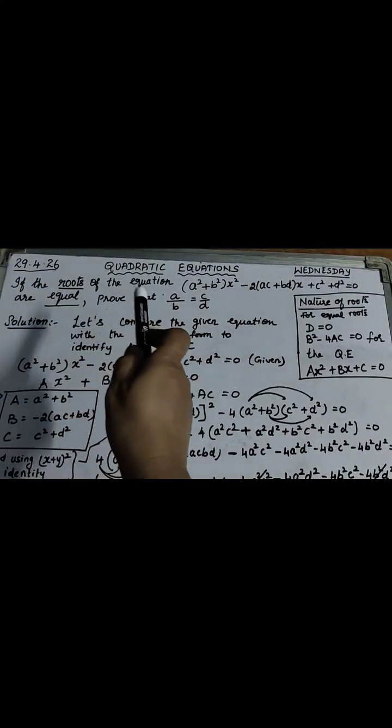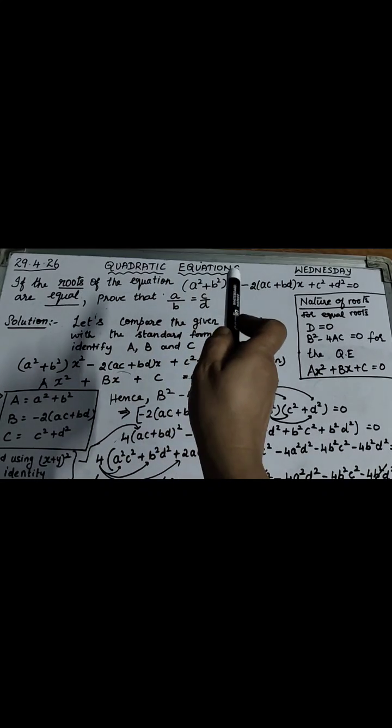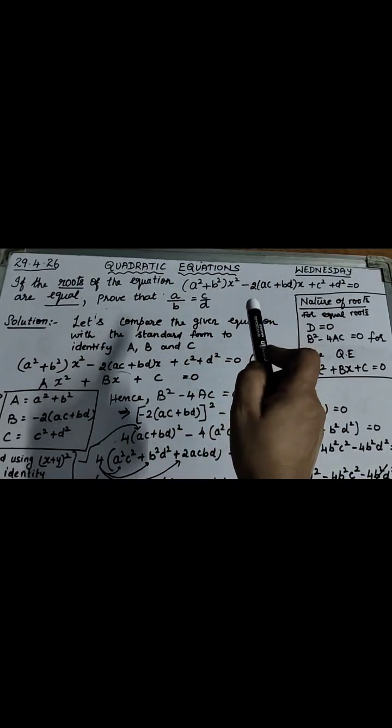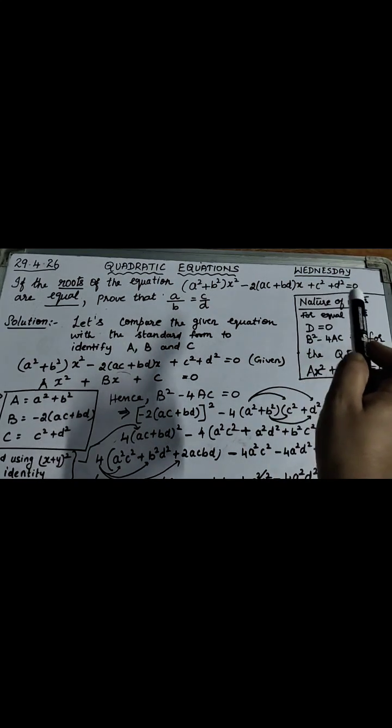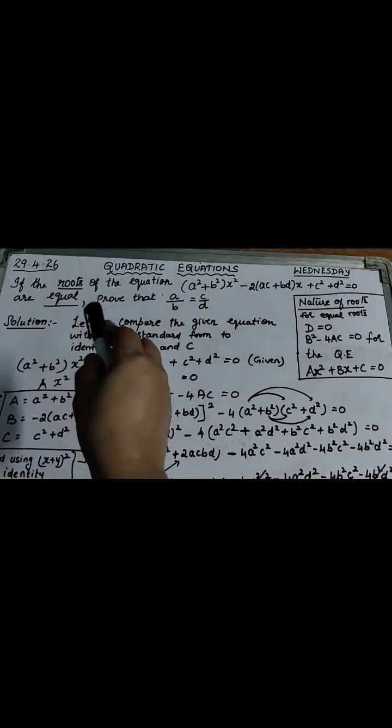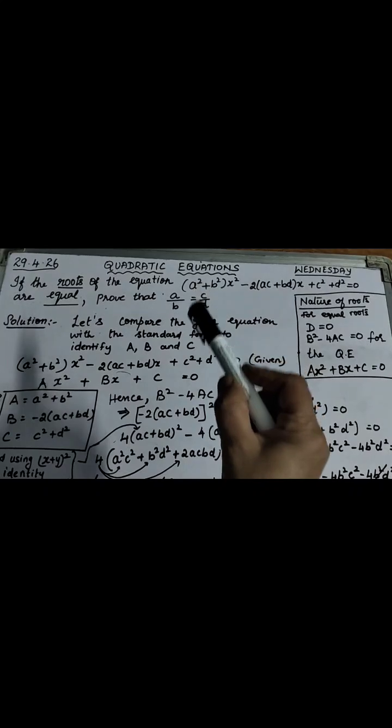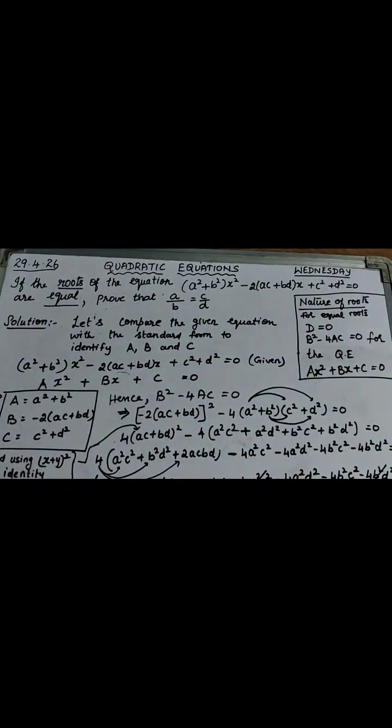Today let us try to solve a problem from quadratic equations. The problem is, if the roots of the equation (a squared plus b squared) x squared minus 2(ac plus bd)x plus (c squared plus d squared) equal to 0 are equal, then prove that a by b is equal to c by d.